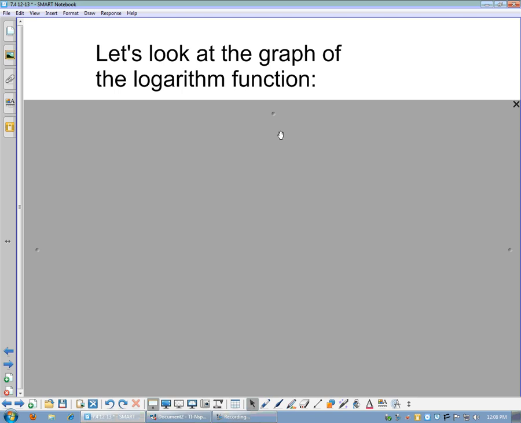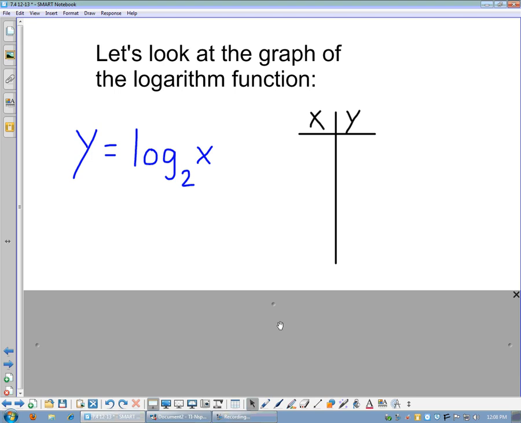And that brings us to our last topic, which is looking at the graphs of the logarithmic functions. Let's look at y equals log to the base 2 of x. Let's make a few ordered pairs for this, and then we'll pull up the graph on the calculator just to check our work. So if we're doing log to the base 2 of x, let's choose a few values, like what if x is 1, what if x is 2, what if x is 4, what if x is 8. I'm very carefully choosing my x values so that the y's will turn out nice.